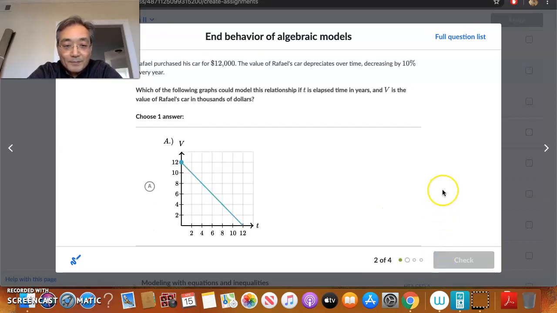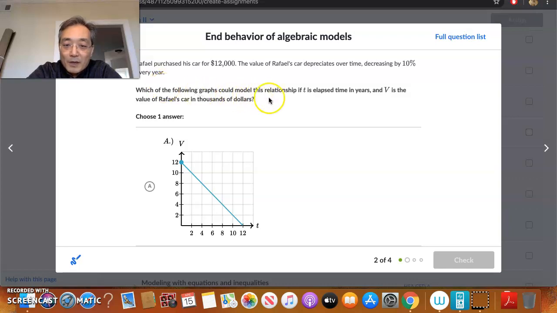Okay, let's take a look at the next one. Raphael purchased his car for $12,000. The value of Raphael's car depreciates over time, decreasing by 10% every year. So Raphael's car is losing value, depreciating over time. By how much? 10% every year.